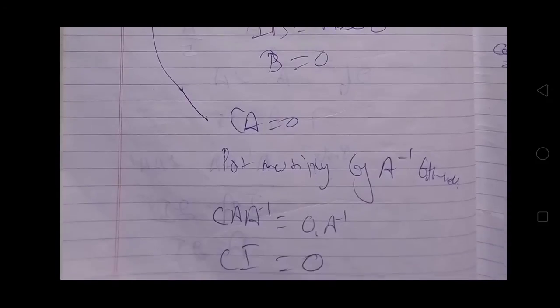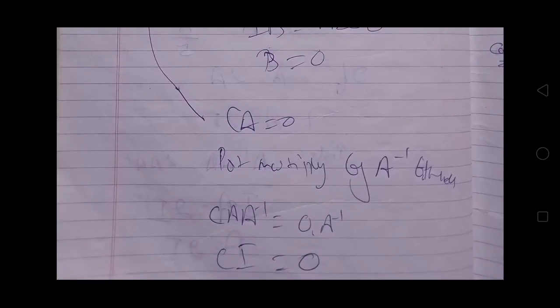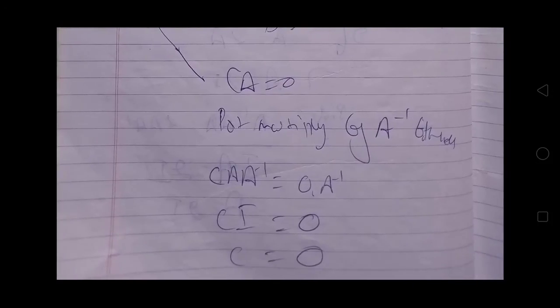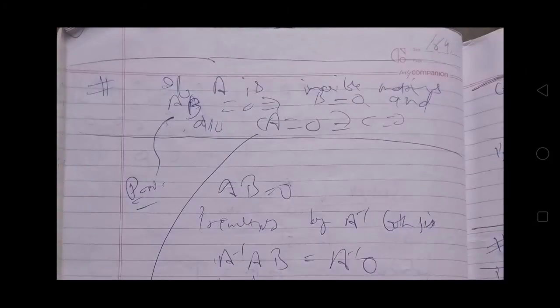Now the second condition is CA is equal to the null matrix. Post-multiplying by A inverse on both sides, you will get CA into A inverse is equal to null matrix into A inverse. You will get C into the identity matrix is equal to the null matrix, and you will get C is equal to the null matrix. So it is clear that if A is an invertible matrix and AB is equal to the null matrix, this will imply that B is equal to the null matrix, and also CA is equal to the null matrix will imply that C is equal to the null matrix.